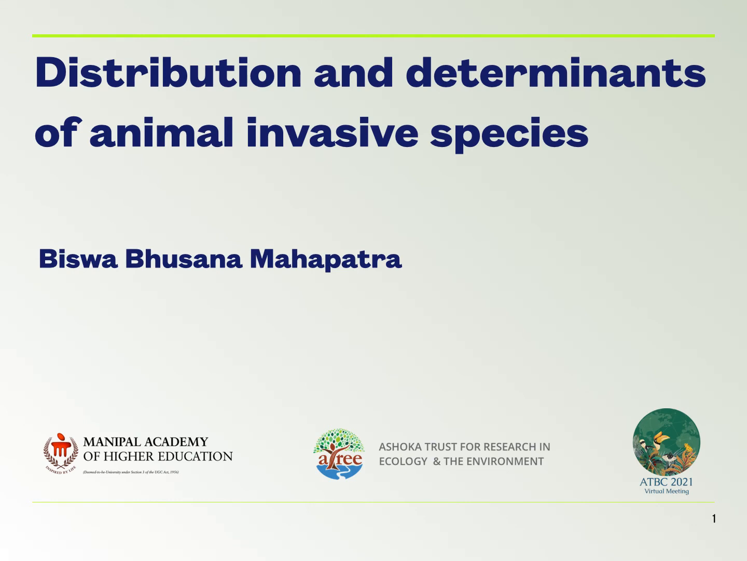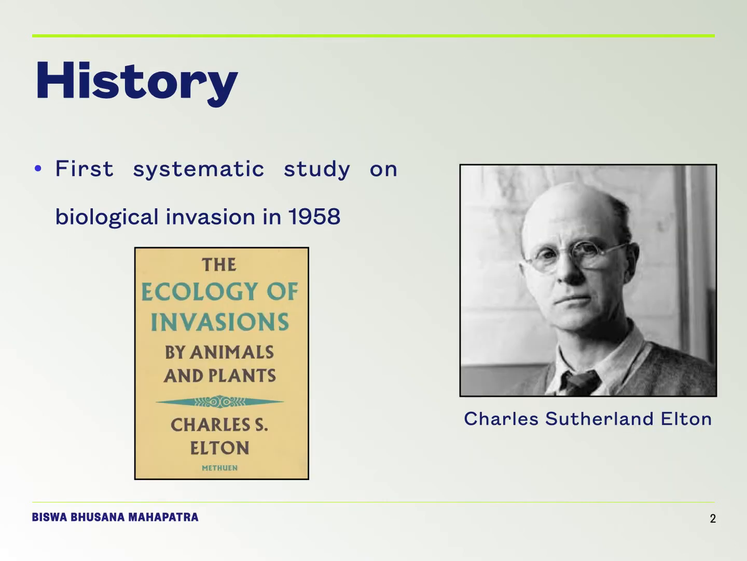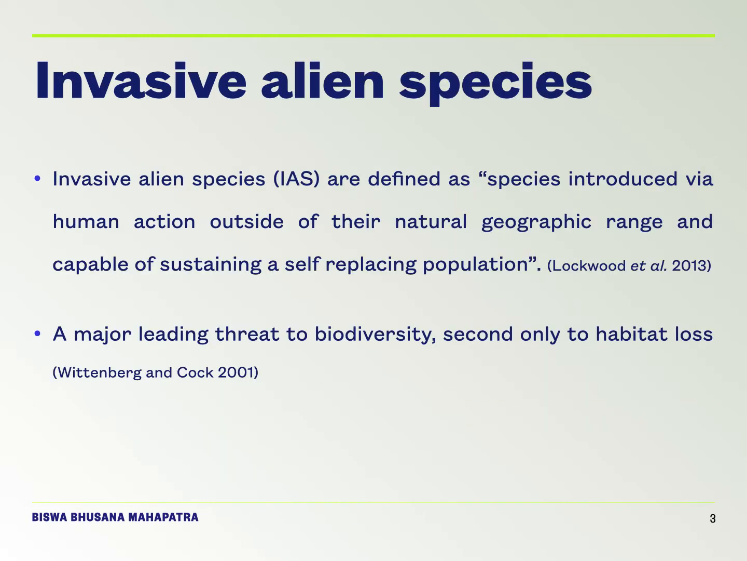Hello everyone, I'll be speaking about distribution and determinants of animal invasive species. In 1958, Charles Elton published the first systematic study on biological invasion, known as the ecology of invasions by animals and plants. Invasive alien species are defined as species introduced via anthropogenic factors outside of their natural geographic range, and they are capable of sustaining a self-replacing population.